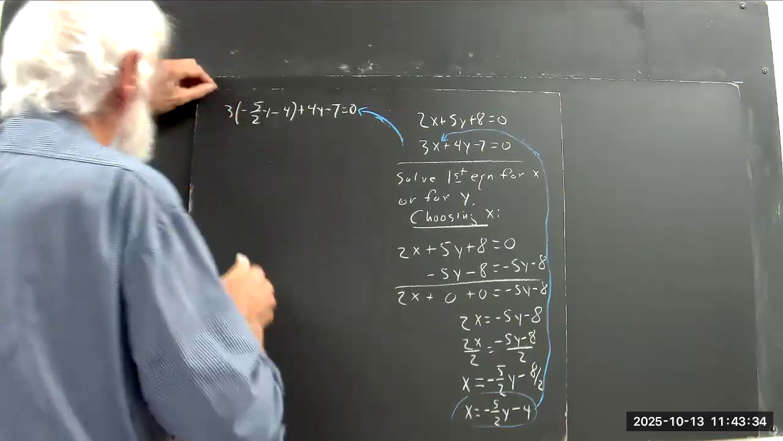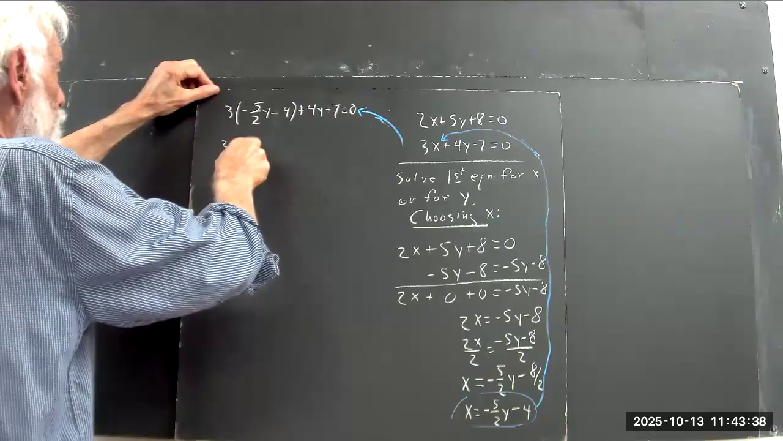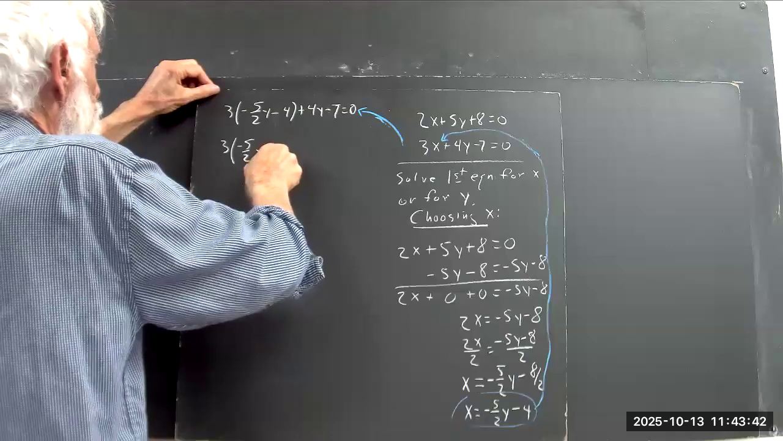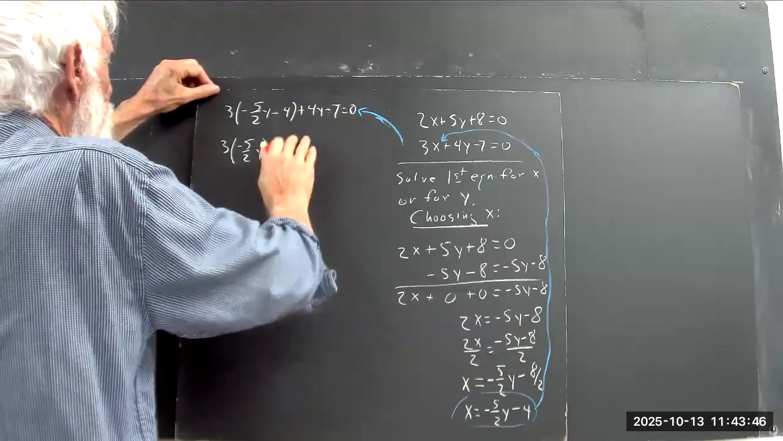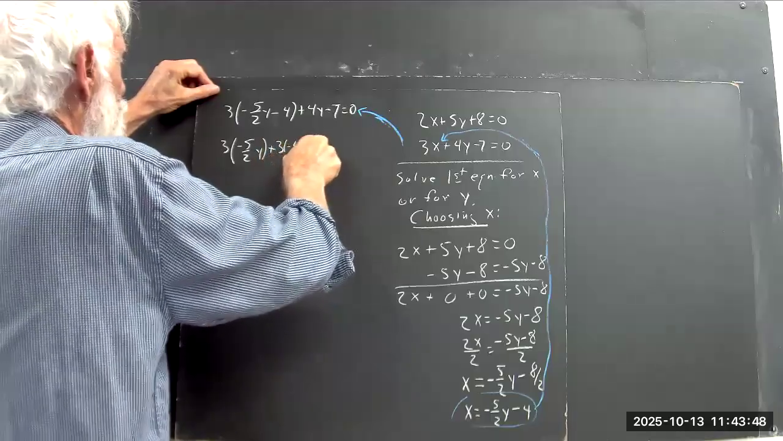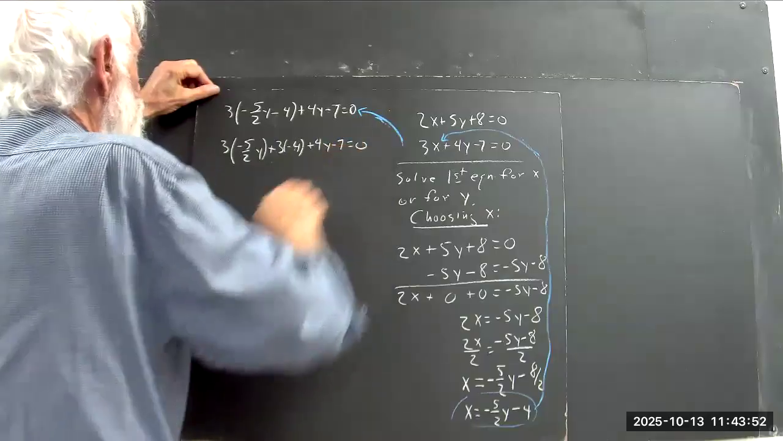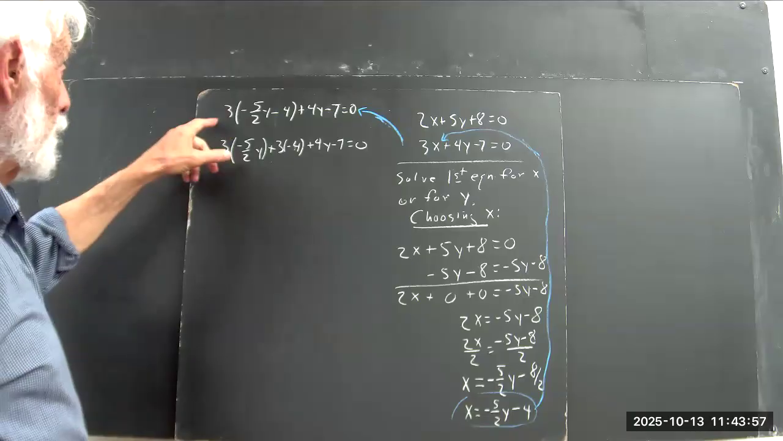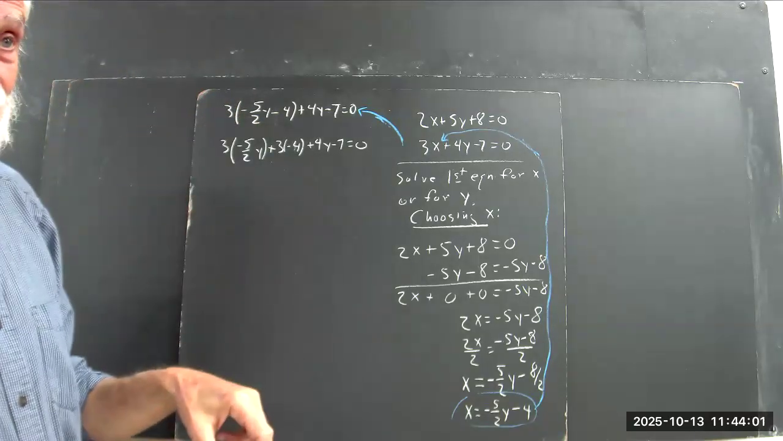Well, then I have to use the distributive law, and I want to multiply that all out. 3 times negative 5 halves y plus 3 times negative 4 plus 4y minus 7 equals 0. 3 times negative 5 halves y, there it is. We can double check it.